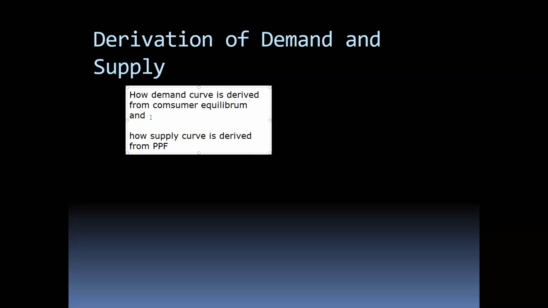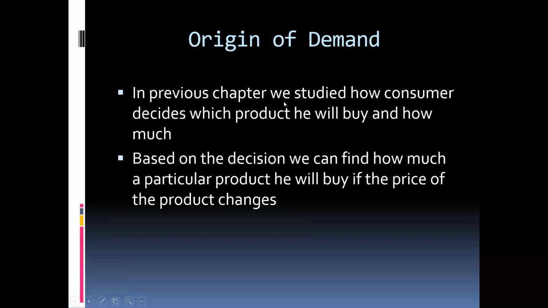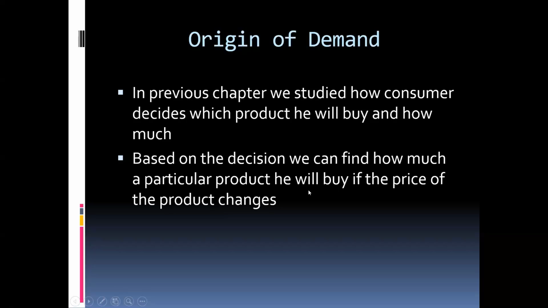So it is based upon the graphs. Hopefully it will be understandable to you. We'll try to go into detail with more description. First of all, we'll start with the demand. In the previous chapter, we studied how the consumer decides which product to buy and how much. Based upon that decision, we can find how much of a particular product he will buy if the price changes. Consumer behavior compared two products, but if we focus on one of them, we can calculate the demand for that product using that method.